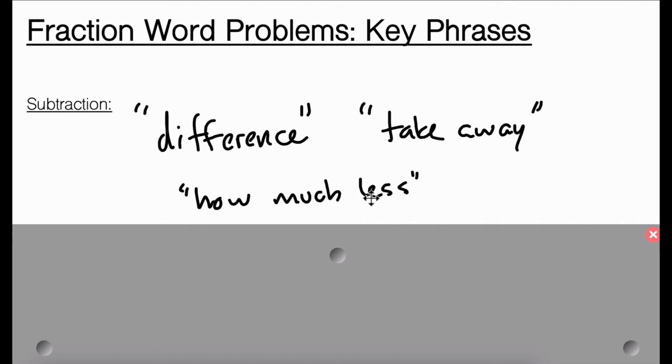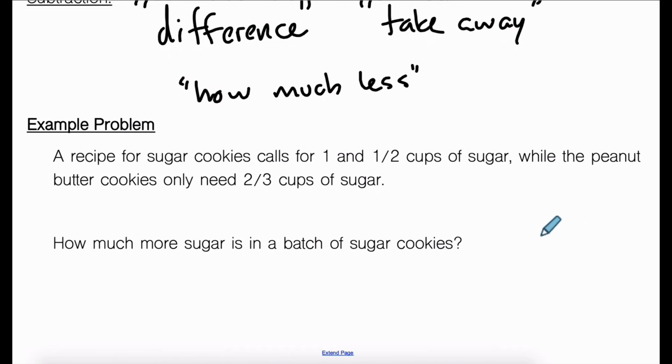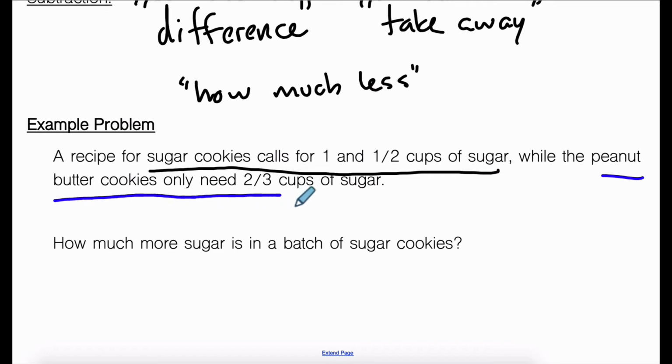But subtraction, like addition, I think it's pretty easy to figure out those ones. Subtraction words all kind of sound the same. Minus, less than, reduced, take away, how much remains. If you see any of those words, you're probably going to be subtracting. And here's an example. You've got 2 different types of cookie recipes. You've got a sugar cookie recipe, and that calls for 1.5 cups of sugar. And then you have a peanut butter cookie, one of my favorite recipes, and that calls for 2/3 of a cup of sugar. How much more sugar is in the one than the other?